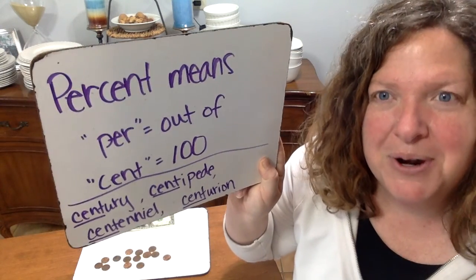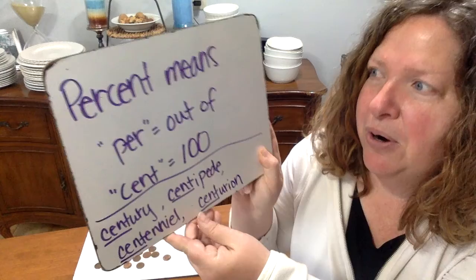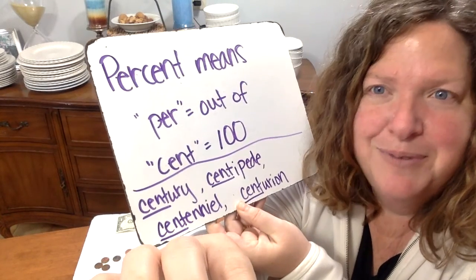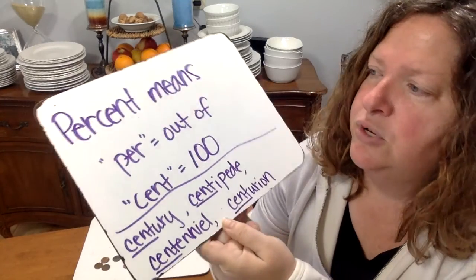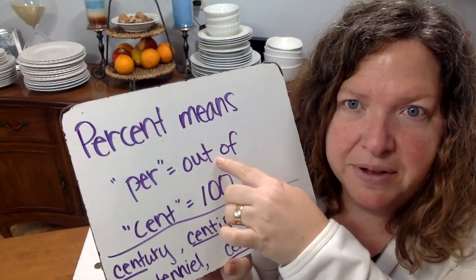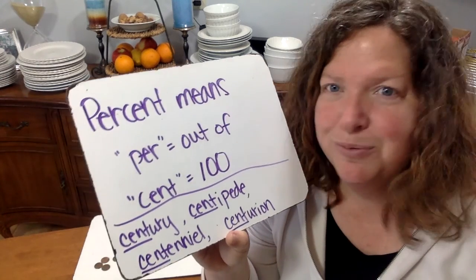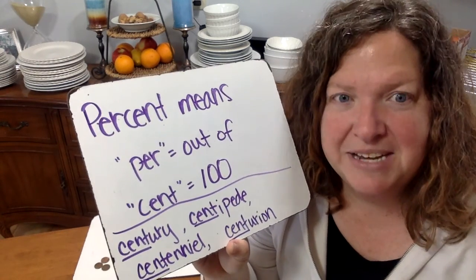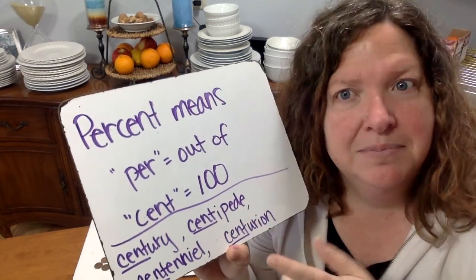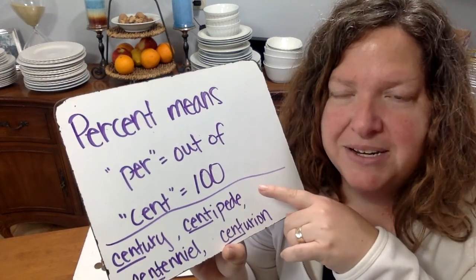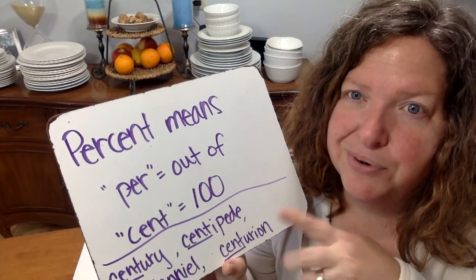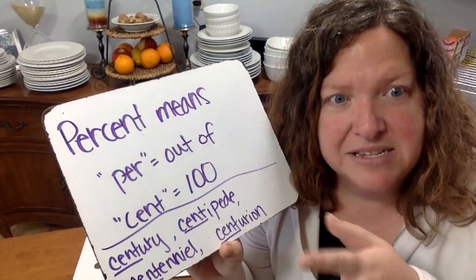But that also brings us to per cent. So per cent means out of 100. So the per part means out of, and the cent part means 100. So think about other words that you know that have the word cent in it, like century, 100 years. Centipede, well, they don't actually have 100 feet, but we think of it as 100 feet.